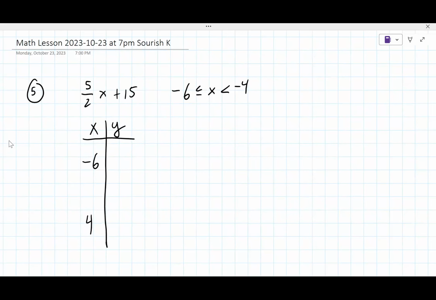So we're going to put -6 and -4 into this function here. It's going to be 5 over 2 times -6 plus 15. Could you simplify that for us, please? Yeah, I'll do that.